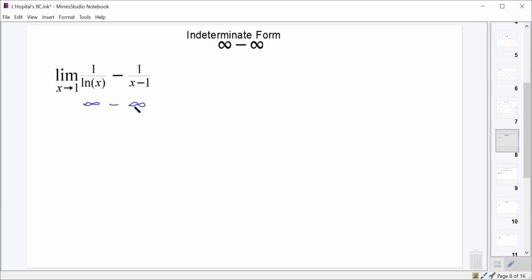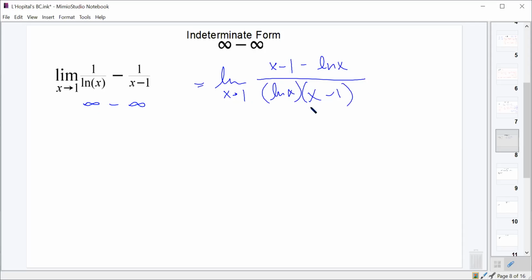Pick a common denominator first. Common denominator. Good. Okay, so that's going to give us a limit as x approaches 1. And that's going to give us x minus 1 here, and then minus an ln x there, all over ln x times x minus 1. Good or no? That's great. Good.